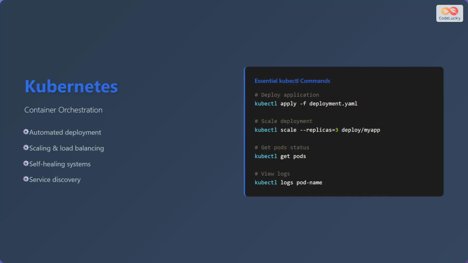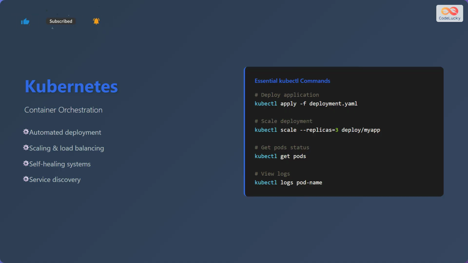Next up is Kubernetes. Kubernetes is a container orchestration system that automates the deployment, scaling, and management of containerized applications. It helps you manage complex deployments, ensure high availability, and optimize resource utilization.